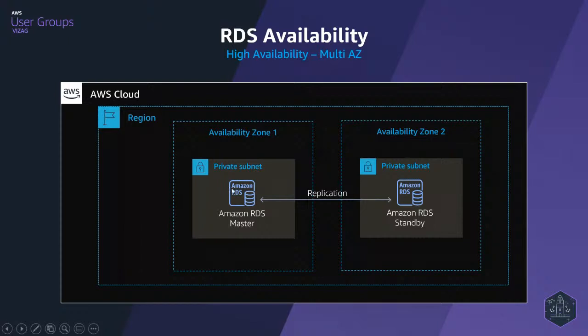Now, in case something happens with the master, AWS has the option of automatically switching it over for you to the standby. I have seen this working within about 30 seconds. So if there's a failure of the master, in about a 30-second time frame, it actually switches over to the standby.